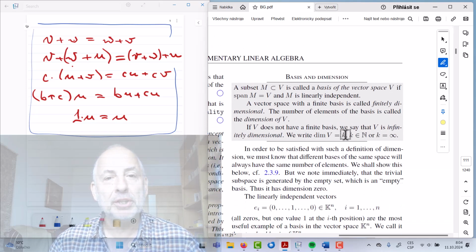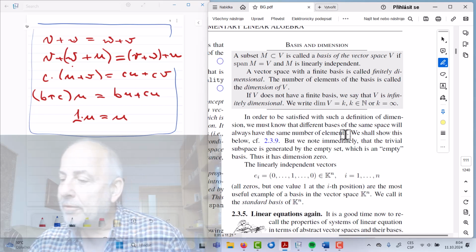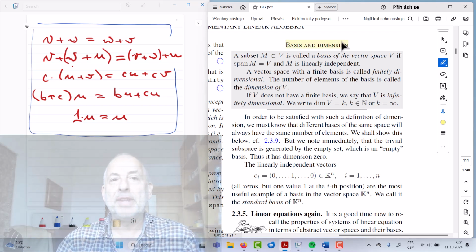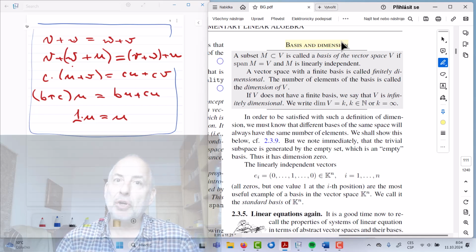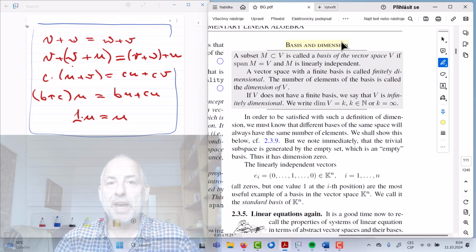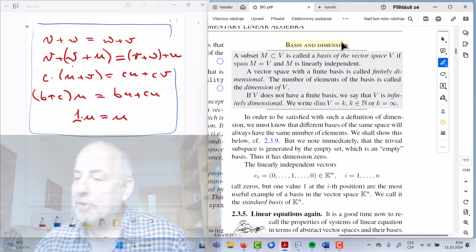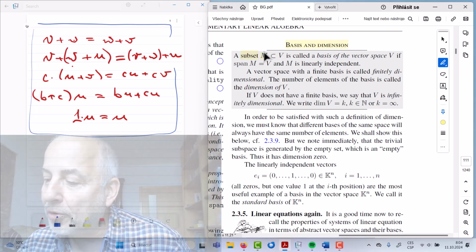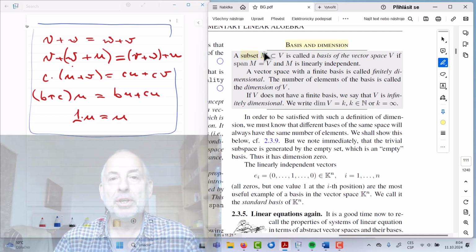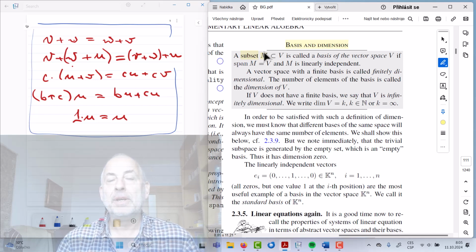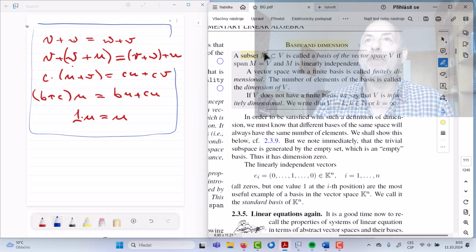So that's this. And then we come to the very essential concept, and that's the dimension and the basis of a vector space. So we say that a vector space does have a basis if there is a subset, which will be called the basis, which has got V as the linear span and is a linearly independent subset, right?